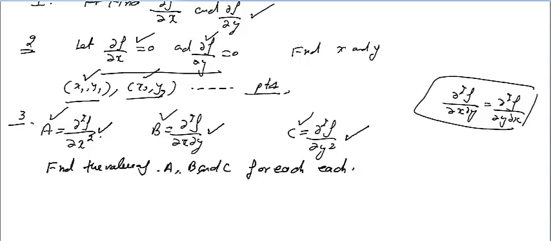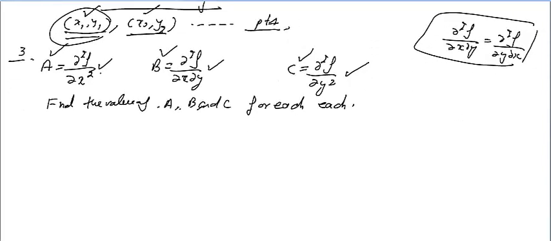So you will get A, B, C for this point. You will get A, B, C for this point. For each point, you will get a separate A, a separate B, a separate C. So this is step number 3. Now, step number 4. Most important thing, number 1.